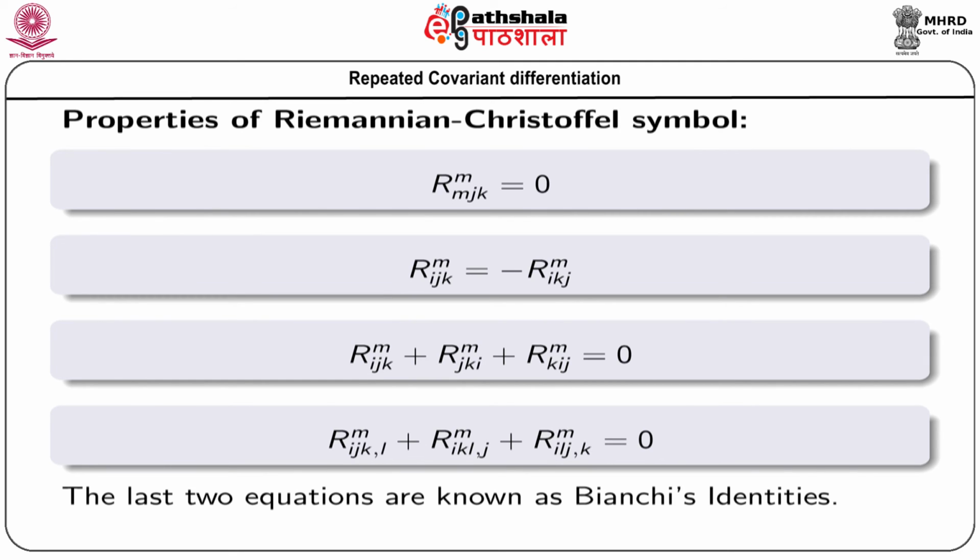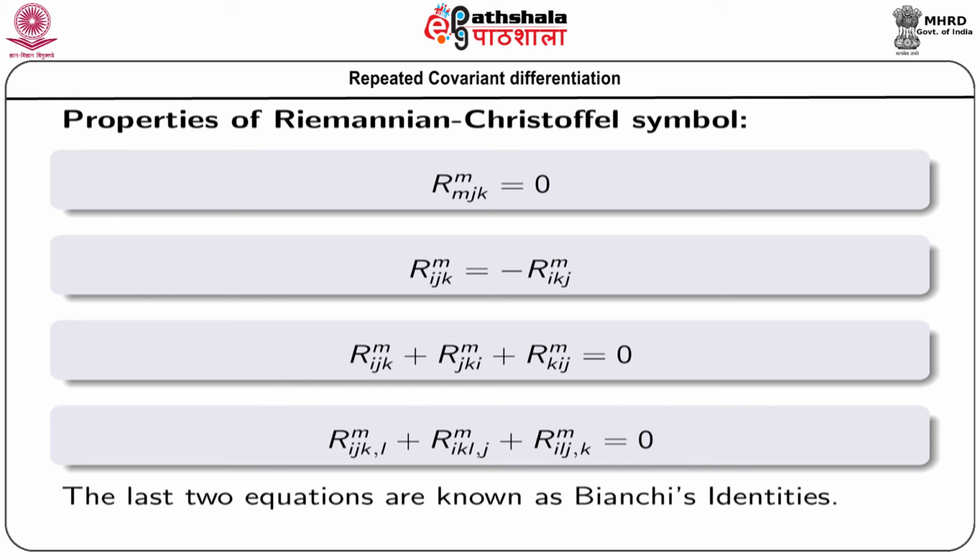Now, let us see some properties of the Riemann-Christoffel tensor. R^m_{mjk}, that means the contraction has been done for the upper index and the first lower index, R^m_{mjk} equals 0. R^m_{ijk} equals minus R^m_{ikj}. That means the curvature tensor is skew symmetric with respect to the last two covariant indices.